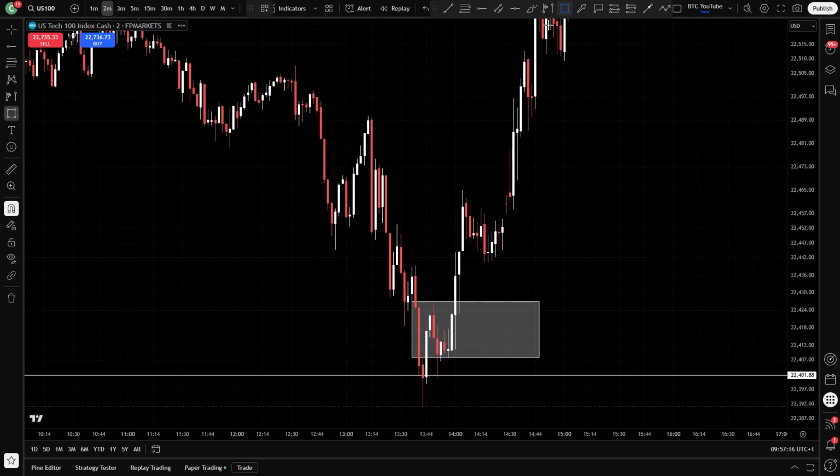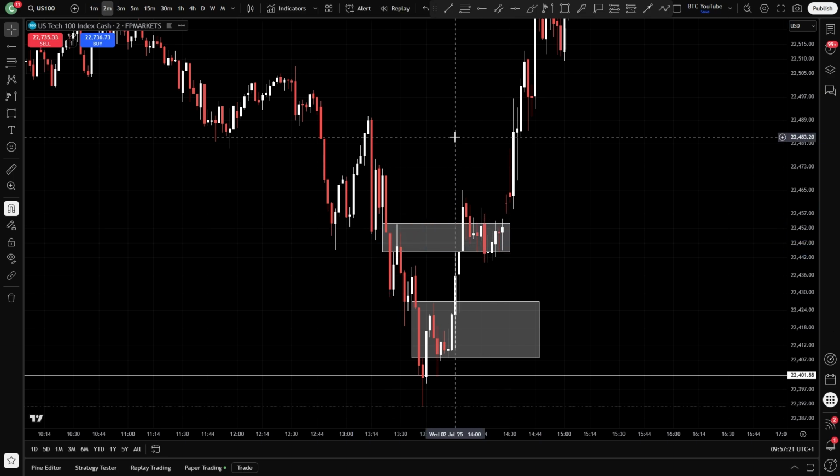So then I was thinking, I really want to get in this position. There was obviously a fair value gap here as well. As you can see, this closed above.